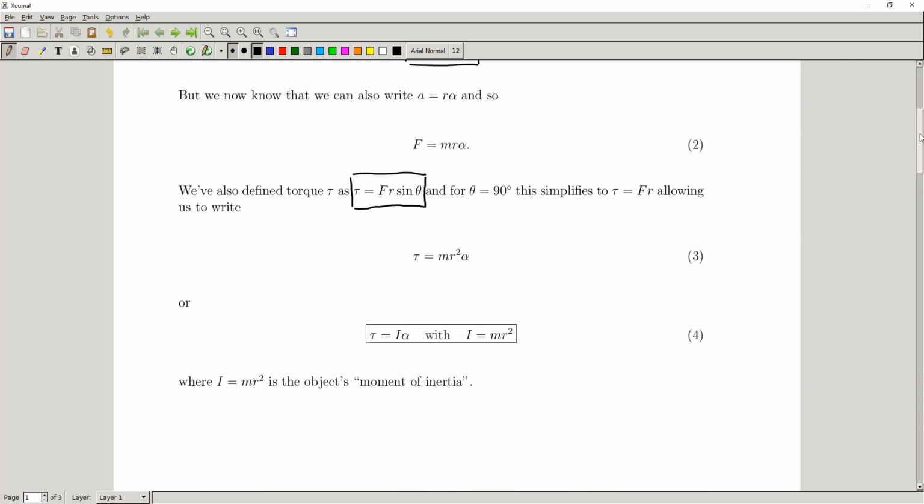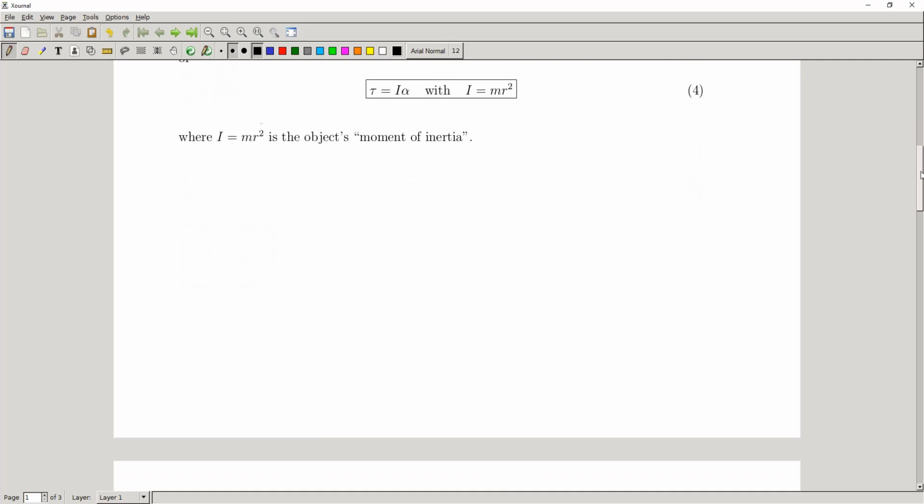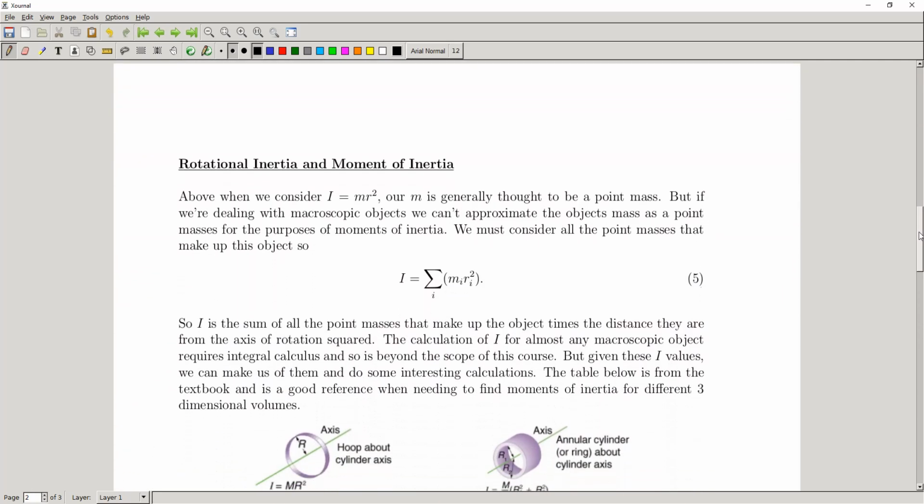But let's start off just by remembering, well, I've boxed it off here, this equation tau equals I alpha. So torque equals moment of inertia times angular acceleration, where I is our mass times radius squared. This is going to be the central equation we're going to want to use to solve problems in dynamics when we're dealing with rotation. So definitely keep that one in your mind, and we're going to make use of that. I think we have an example coming up, so we'll make use of it there.